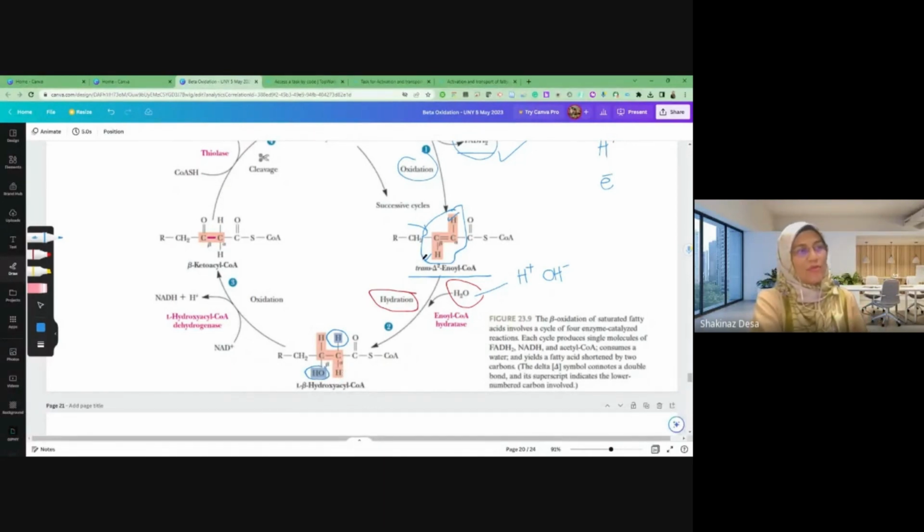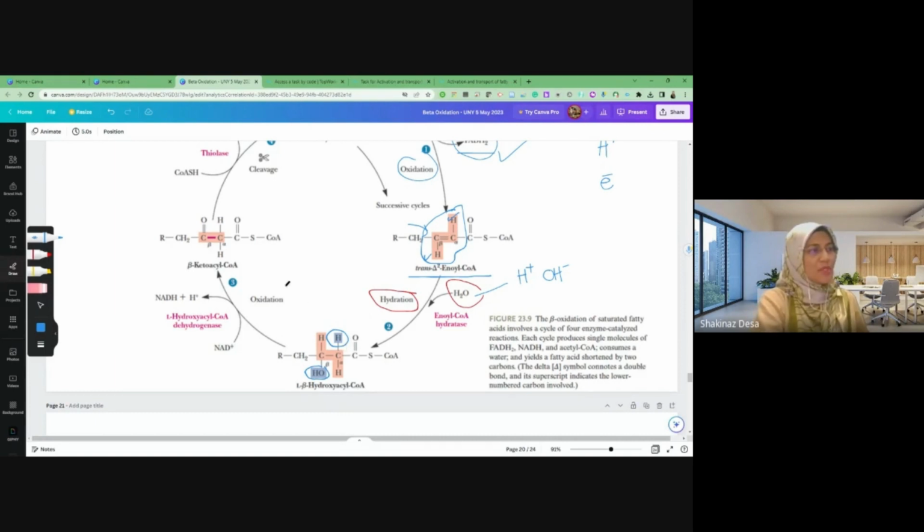Just now we had trans-enoyl CoA. Now we have L-beta-hydroxyacyl CoA. Maybe these words are new to you. Maybe you haven't heard this molecule before. But it's okay, don't be sad, don't cry. Eventually you'll remember. Revisit and then you'll be okay. So that is hydration, we have this structure.